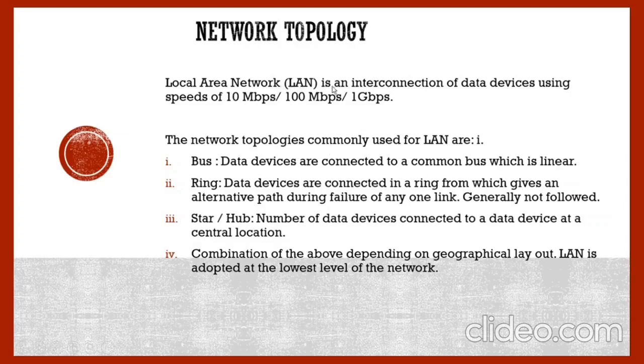LAN, local area network, is an interconnection of data devices using speeds of 10 Mbps, 100 Mbps, or 1 Gbps. So these are the three available speeds, or you can say it is around these speeds that the LAN is used. Now these are the topologies which can be used. The combination of the above we can kind of neglect, but these are the main first three.